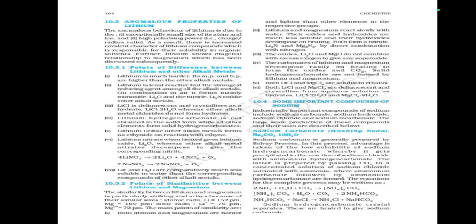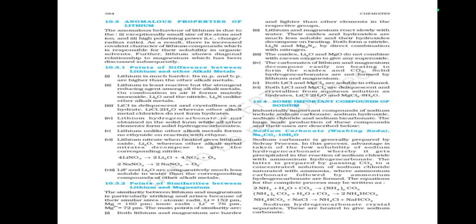Anomalous properties of lithium. The anomalous behavior of lithium is due to, first, the exceptionally small size of its atom and ion, and second, high polarizing power, that is charge per radius ratio. As a result, there is an increased covalent character of lithium compounds, which is responsible for their solubility in organic solvents. Further, lithium shows a diagonal relationship to magnesium, which is discussed subsequently.